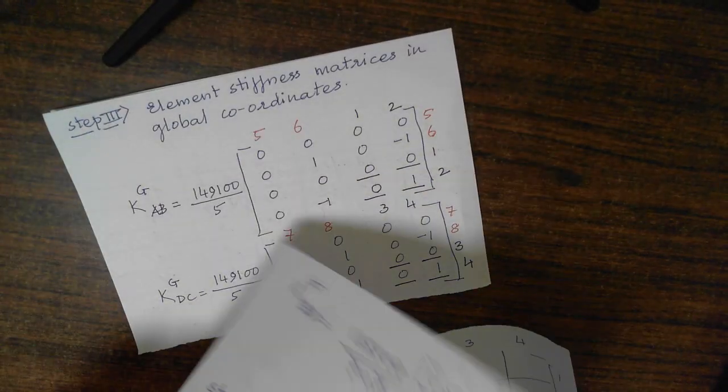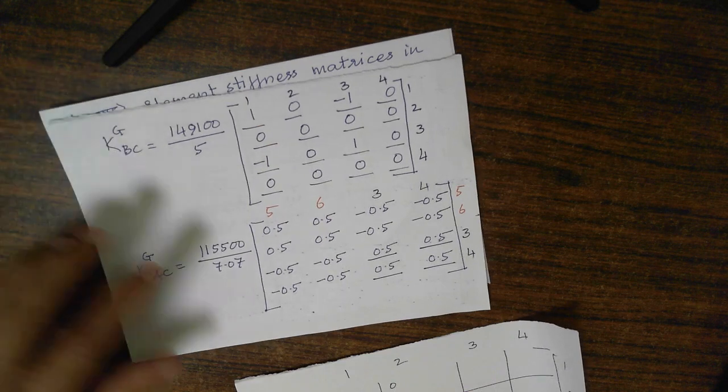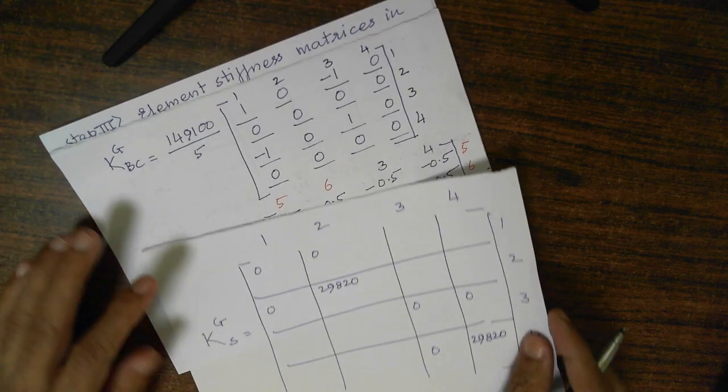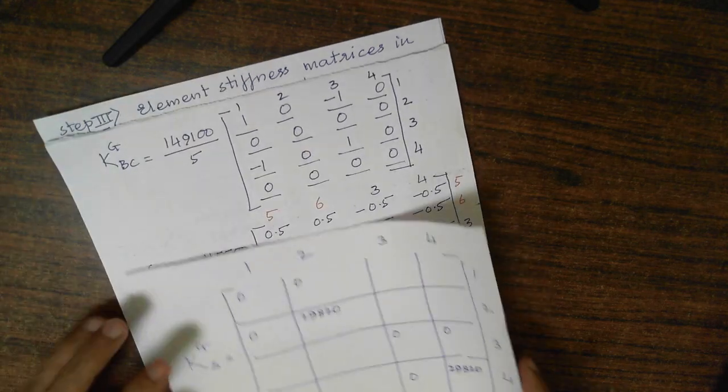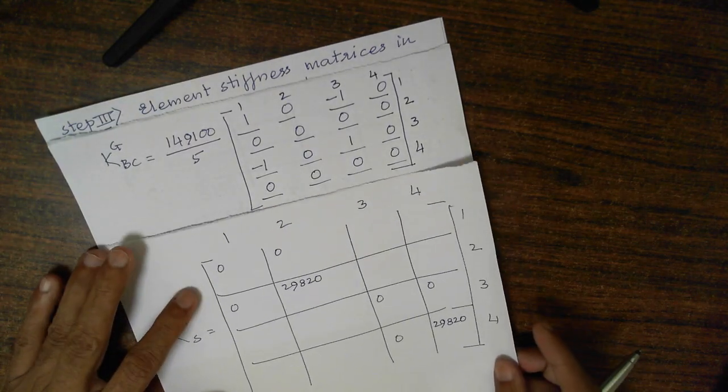Now next is BC. I am mapping this from BC. AB and DC I have already marked. AB I have mapped it. DC I have mapped it. Now I am mapping from K global BC, global stiffness matrix.